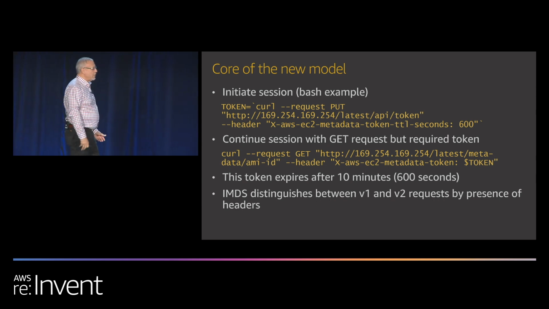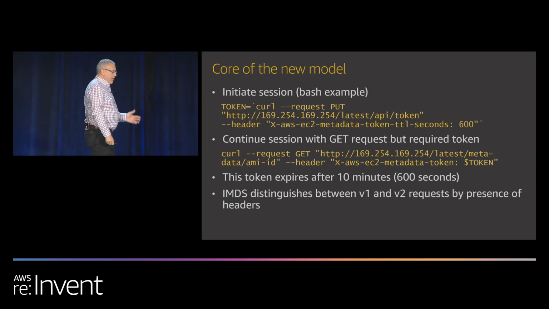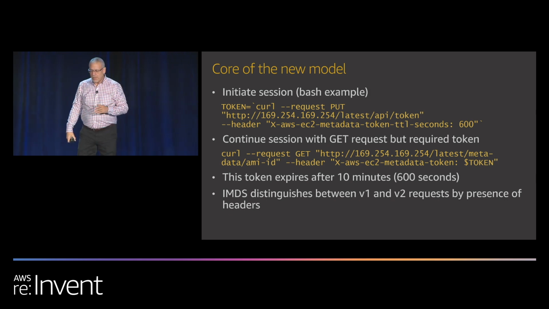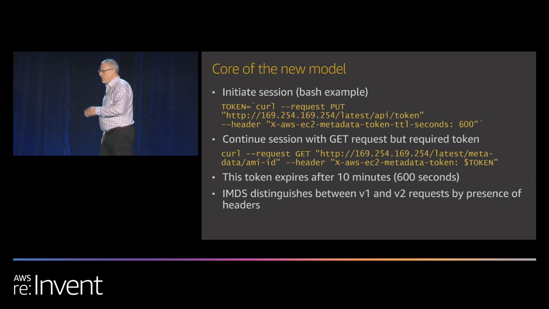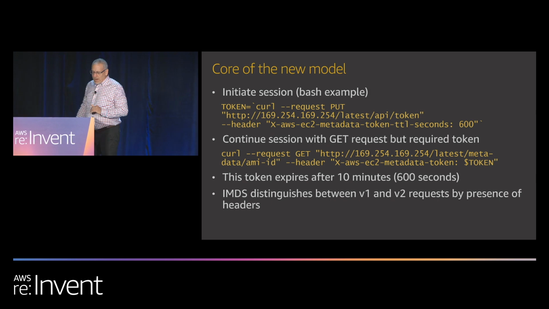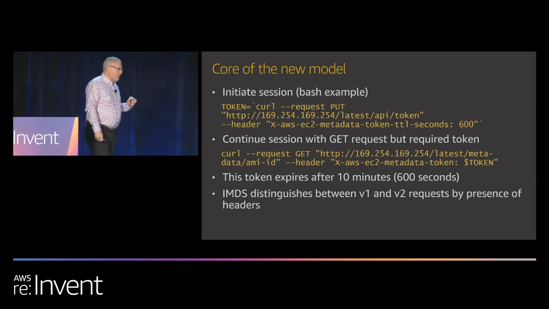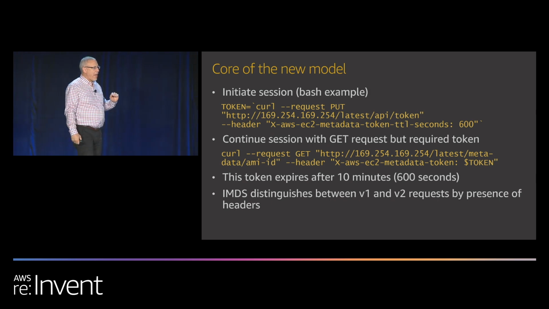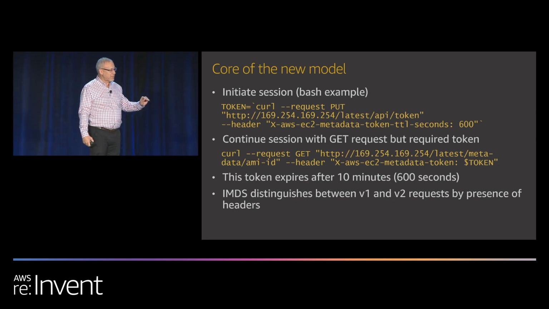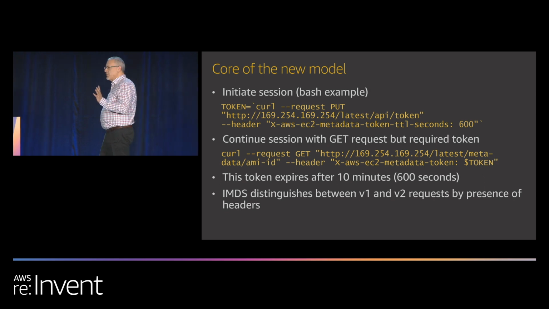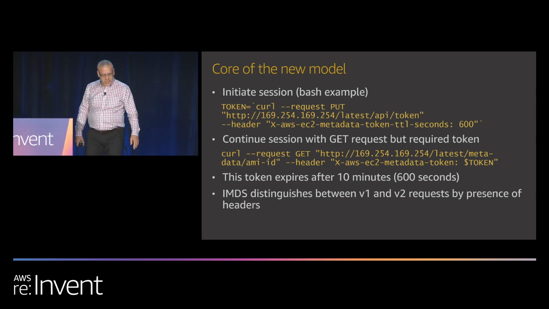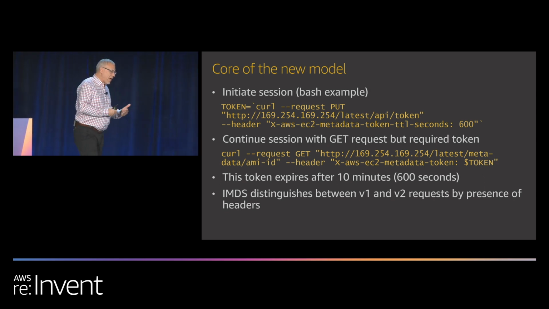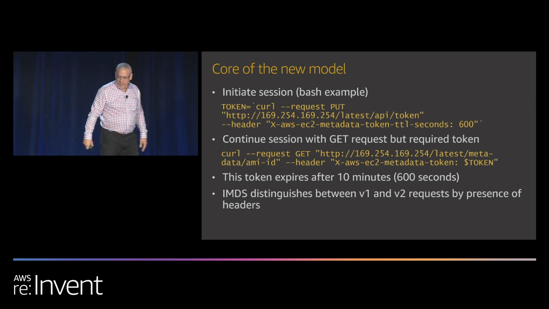We'll do a curl command. We'll make a PUT as our HTTP verb, talk to a special URL within that link local address, and we'll send a header in that says how long we want this token to last, in seconds. Maximum time is 21,600 seconds, which I think is 6 hours, about the longest possible lifetime of a role credential, so that matches.